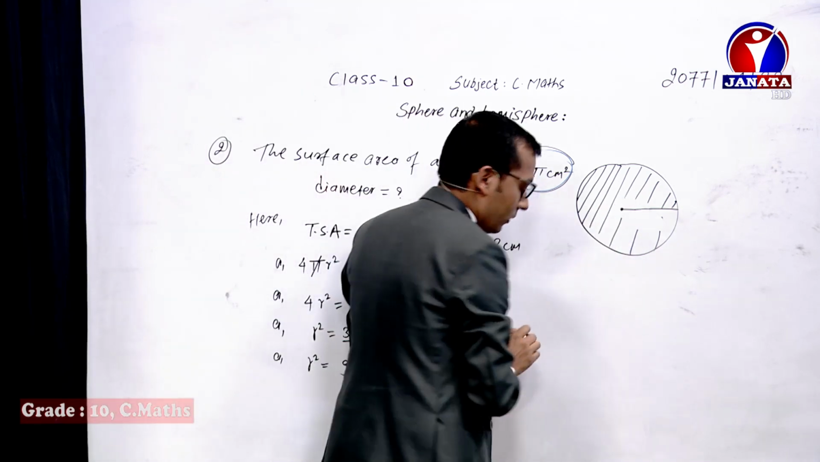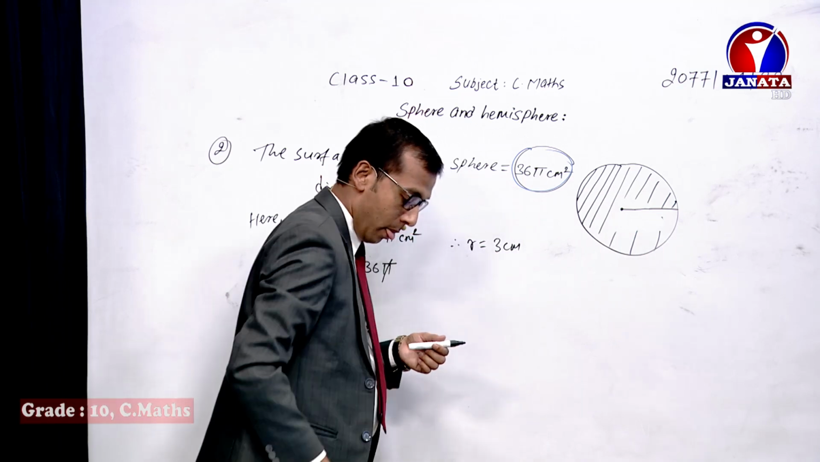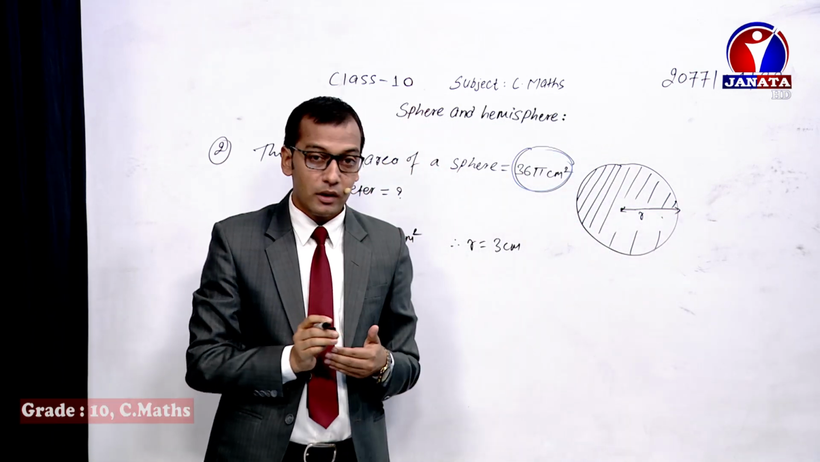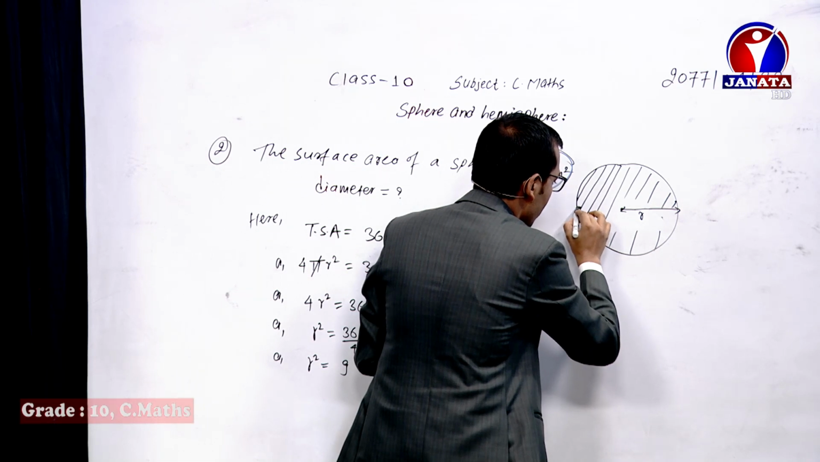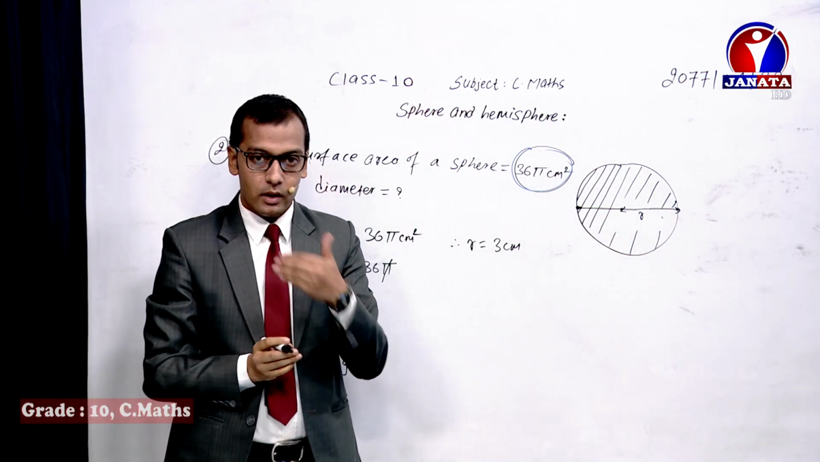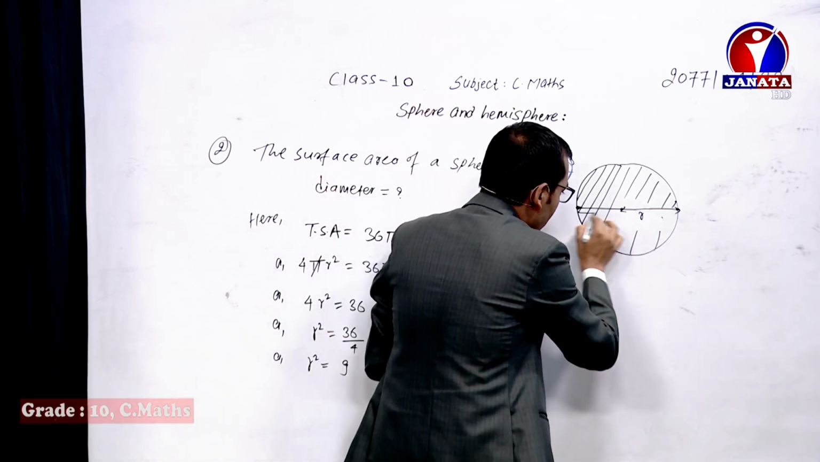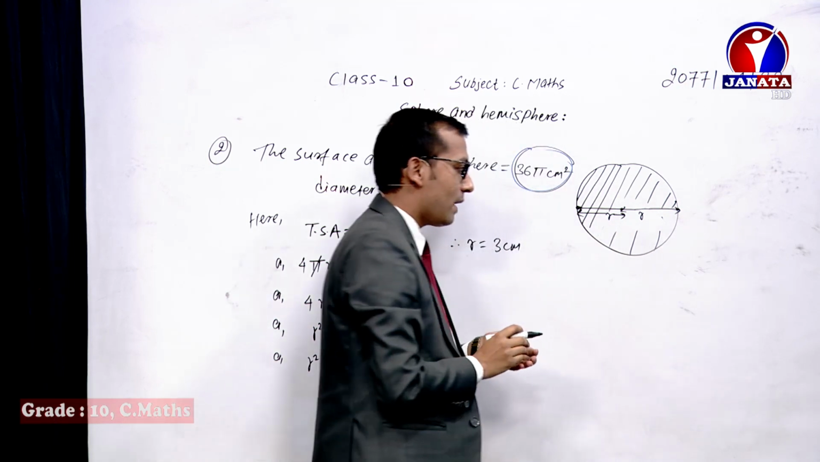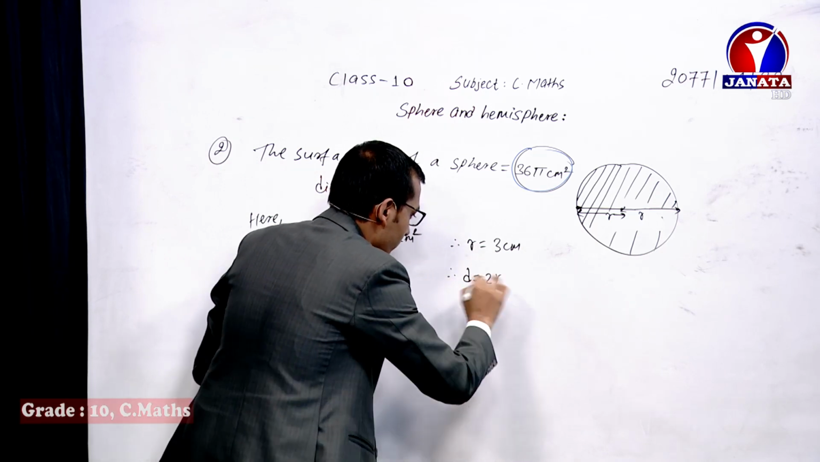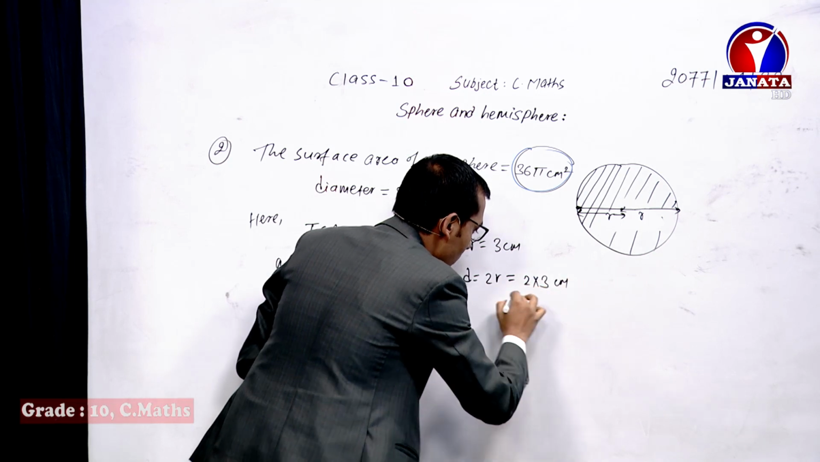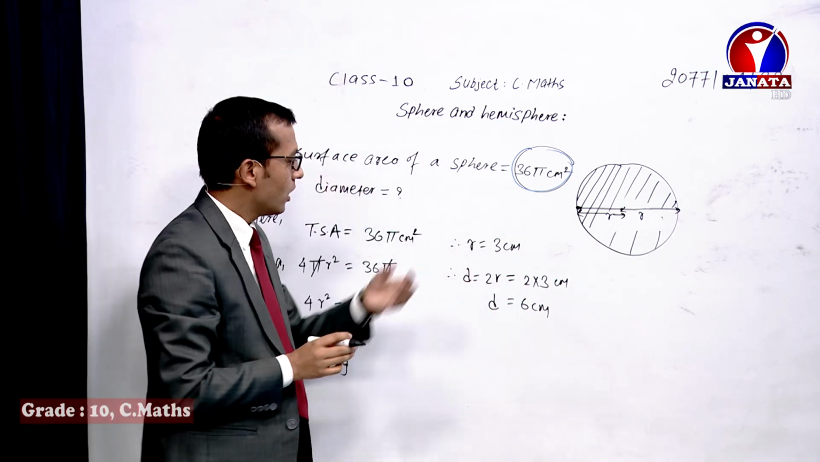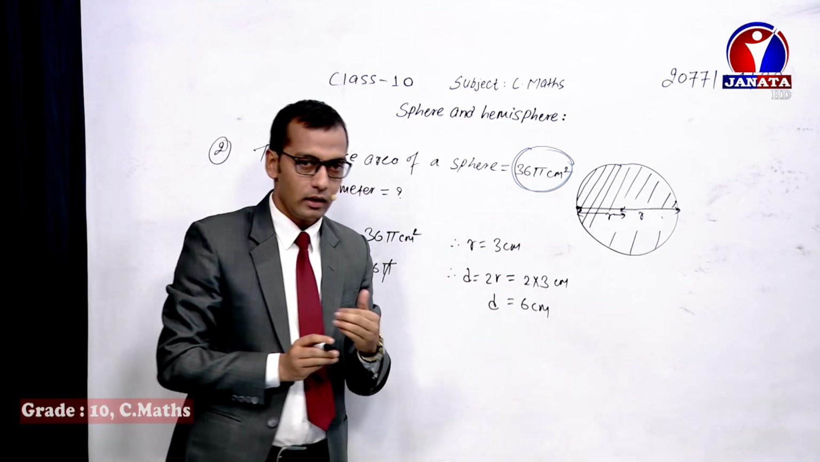After finding the value of r, we can easily find the diameter. In the figure of a sphere, this is radius r, and this is also radius r. The diameter is the distance between two points on the circumference passing through the center. So diameter is r plus r. Therefore the diameter of a sphere is twice the radius. 2 times 3 centimeter is 6 centimeter, the diameter of the sphere whose surface area is 36 pi square centimeter.